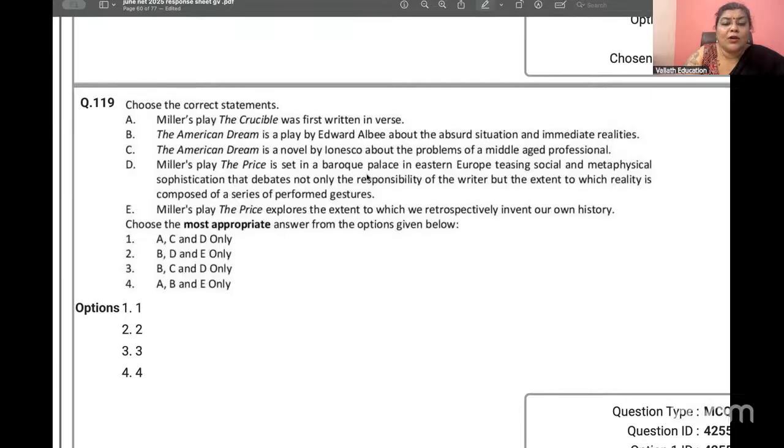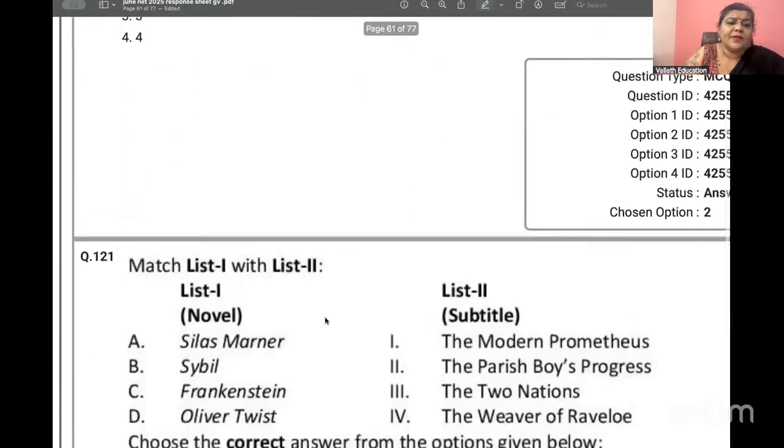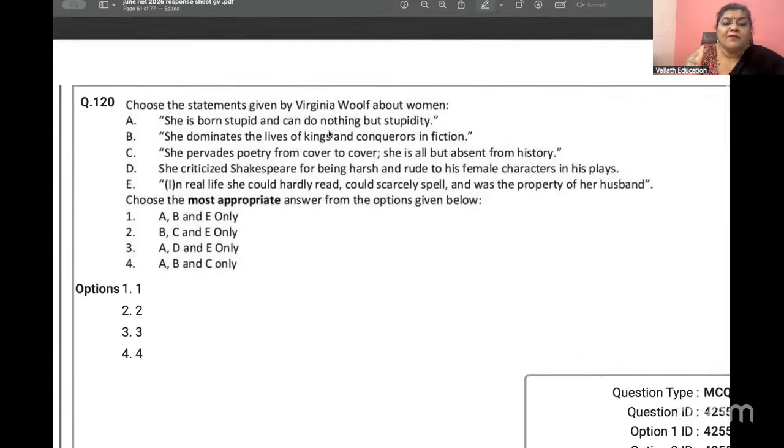It is not Baroque palace or anything. D is wrong. B is right. D is wrong. E is right. Then you can guess it. Then you can get it. It's there in the encyclopedia. Okay. Next one. Virginia Woolf, choose a statement that she said about women. Not easy unless you read Room of One's Own, etc. So if you don't know the text, this one is difficult.